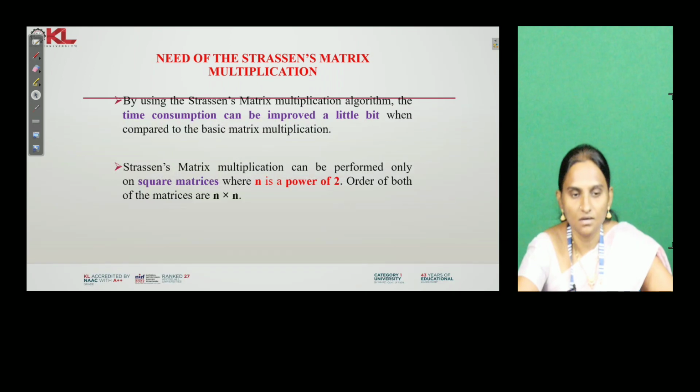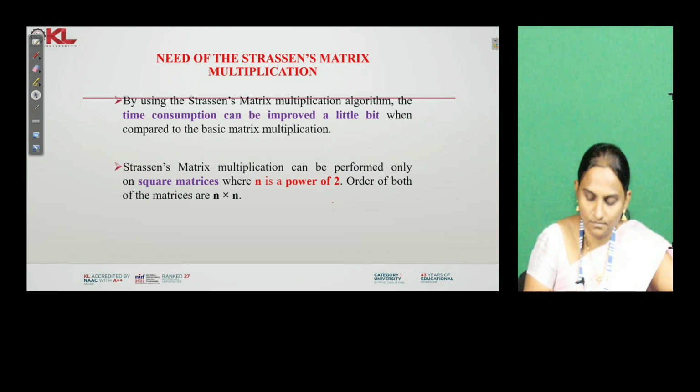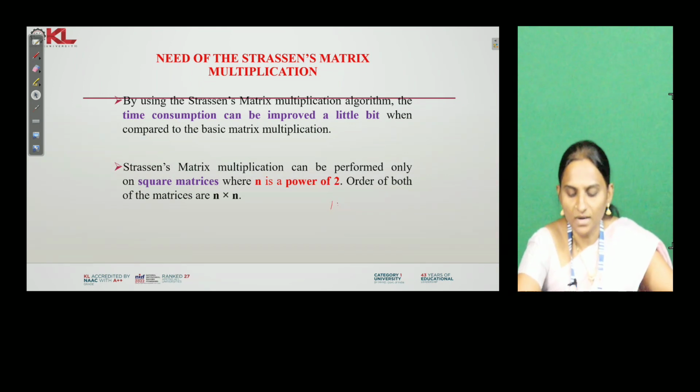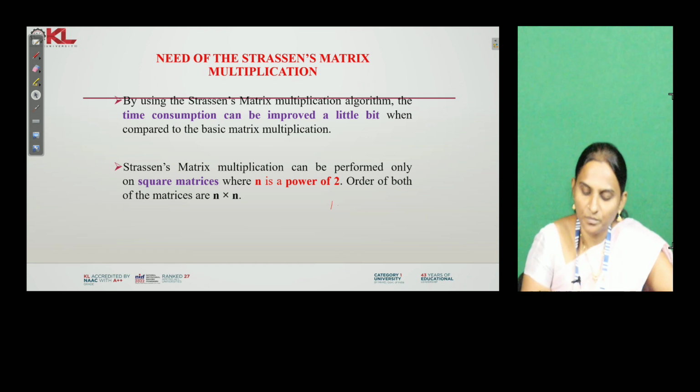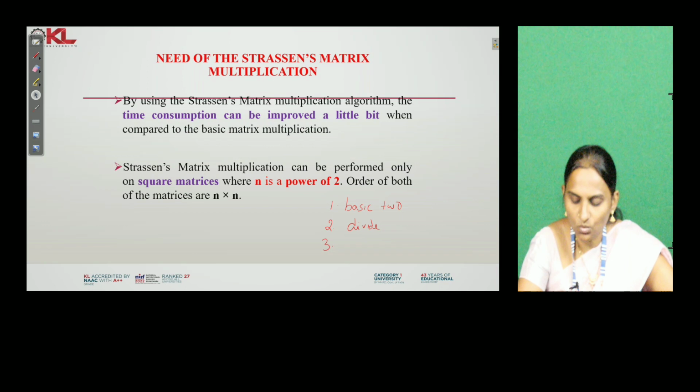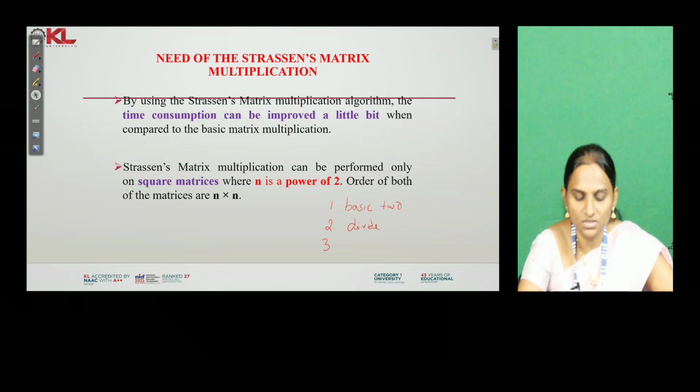First we will see how to multiply two matrices. So how to multiply two matrices? First, using basic matrix multiplication, we can multiply the two matrices. Second, using divide and conquer, we can multiply the two matrices. And third is Strassen's, using divide and conquer, how to multiply the two matrices. So in Strassen's matrix multiplication, how Strassen's has reduced the time complexity, we will see one by one.